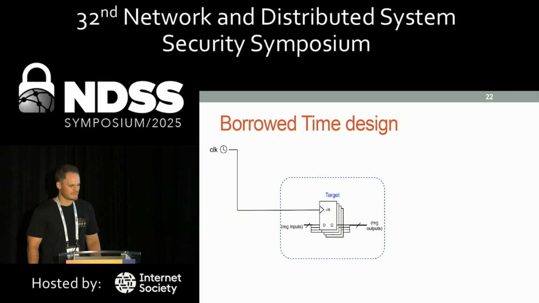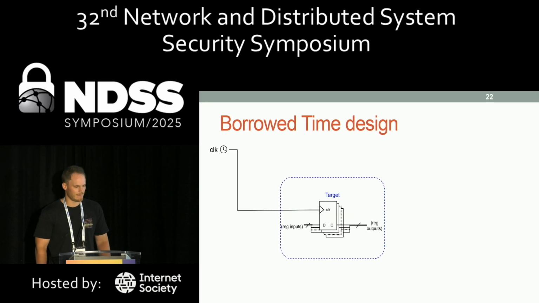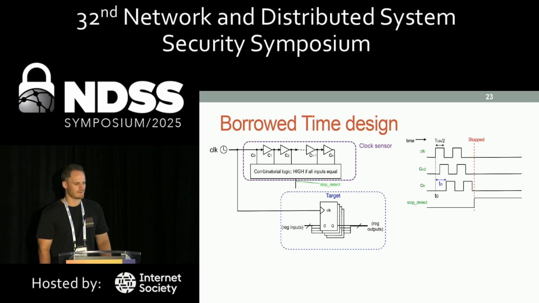So we'll step through our design bit by bit. We have our target circuit here. And we've identified a bunch of sensitive registers. If this is a crypto system, this might be registers that store some key-dependent material at any point in execution. It receives an external clock. First thing we want to do is monitor this clock. So we have a clock sensor circuit here.